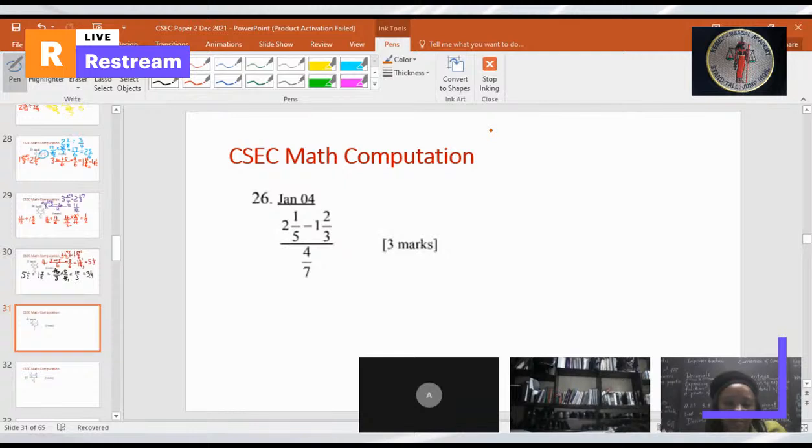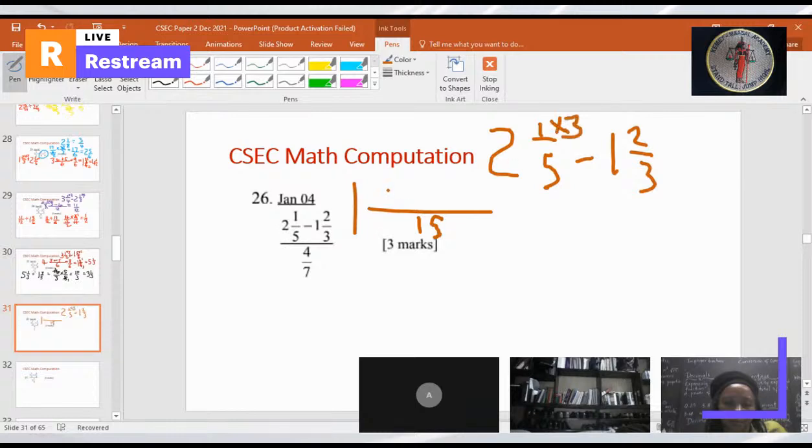2 and 1 over 5 minus 1 and 2 over 3. So it's 2 minus 1, which is 1. So miss, after that we're going to find the lowest common multiple of 5 and 3, which is 15. And 5 into 15 goes 3 times, miss, so the 1 times 3, which is 3. And 3 into 15 goes 5 times, miss. So 5 times 2, which is 10.